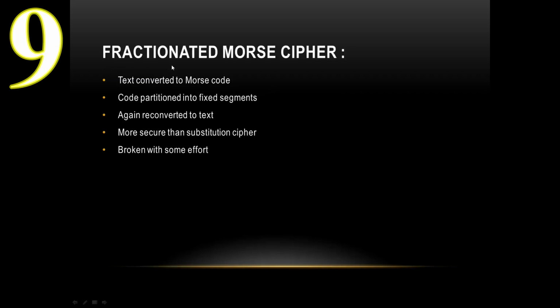And we have the fractionated Morse cipher. To use this cipher, first of all, the text is converted to Morse code and the code is partitioned into a fixed number of segments, where each segment has a particular number of characters, be it dots or hyphens. And again, after doing that, the code is reconverted to text using the Morse code again. And as you can understand, it is more secure than a substitution cipher, and it can be broken by a code breaker with some effort.